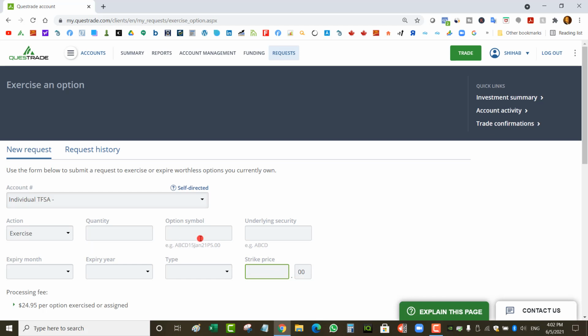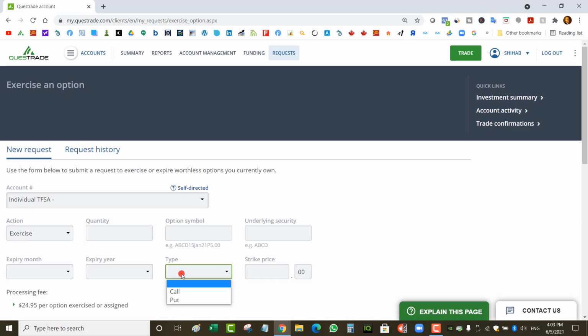So if you have a call option that you bought and you want to exercise it, what's going to end up happening is you're going to end up buying 100 shares of that stock at the strike price chosen. So if the strike price, for example, is 500, and you decide to exercise your call option, you're going to need $50,000 in your account to be able to buy 100 shares at a 500 strike, 100 times 500.